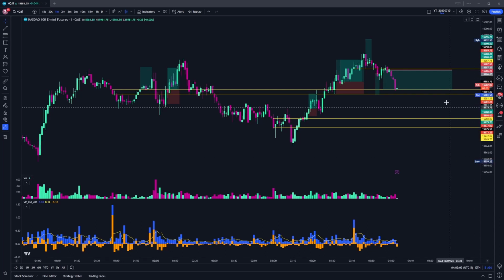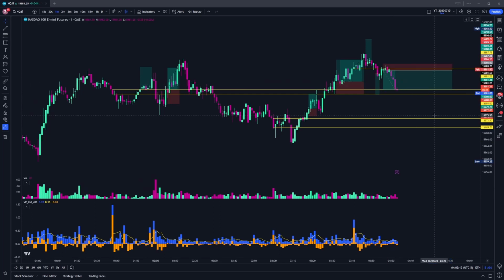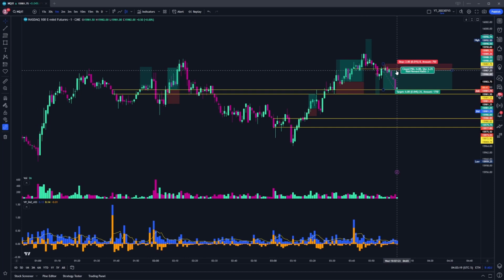Okay, so we actually hit our profit target right here. So this is another really great trade. When you're scalping like this, you can take 6 points like that. That's a really nice trade.